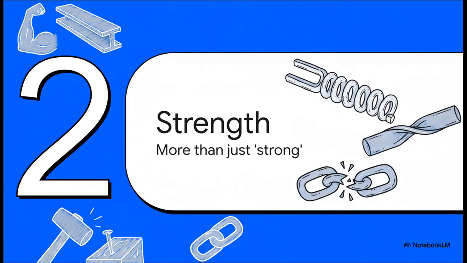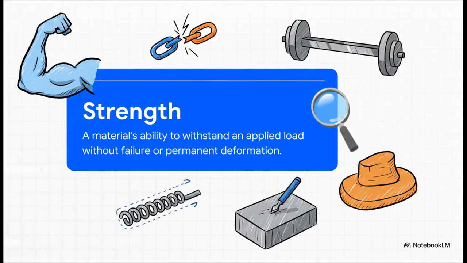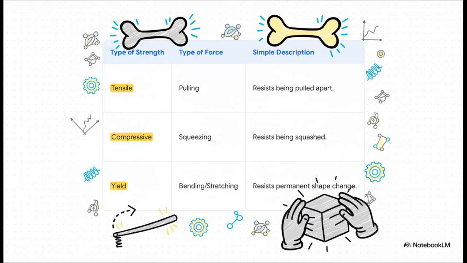First up, let's tackle strength. Now that's a word we throw around all the time, but in the world of engineering, it's got a way more specific, way more interesting meaning than just being tough. At its core, strength is all about resistance. It's about how much of a beating a material can take before it either breaks completely or gets bent out of shape for good. But here's the kicker. Not all force is created equal. So strength actually breaks down into a few key types.